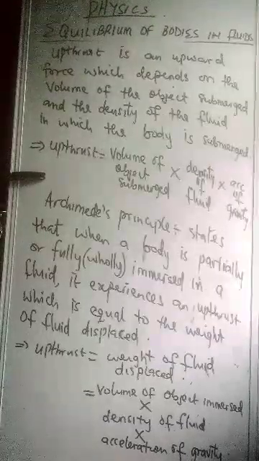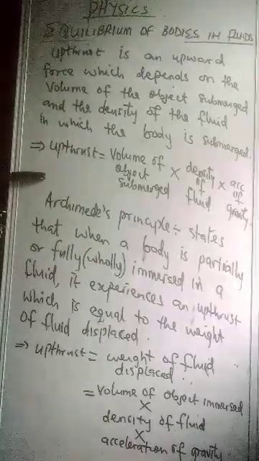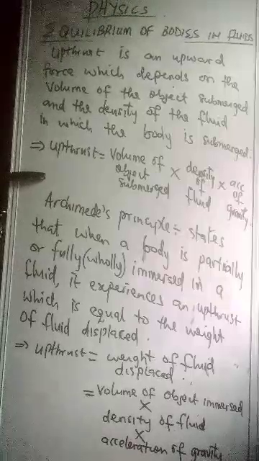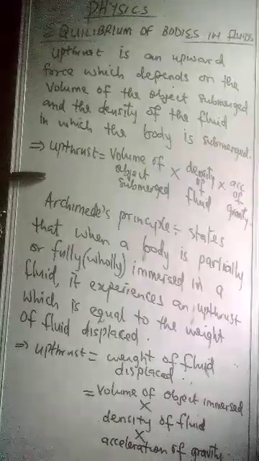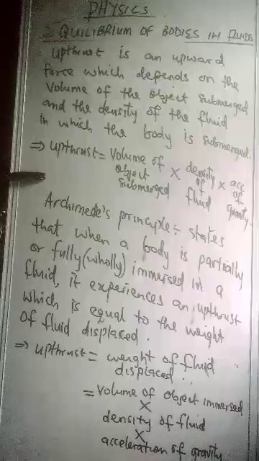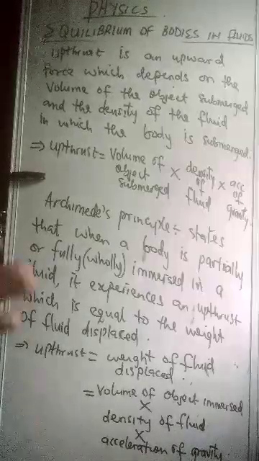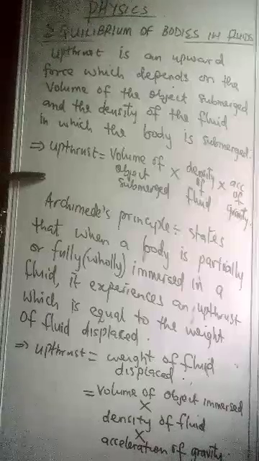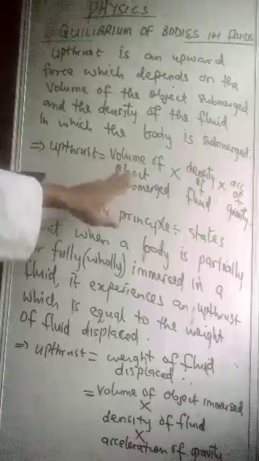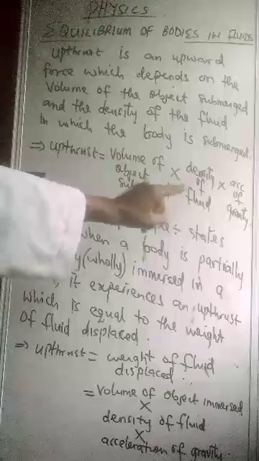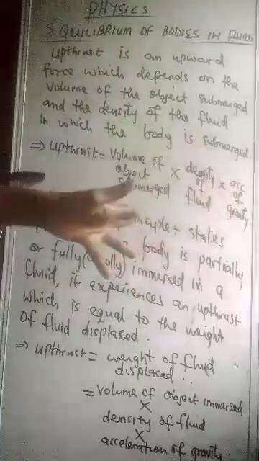All right, as I have already explained, upthrust is an upward force, and this force is exerted by the liquid or gas, depending on the fluid we use, on the body that is immersed in it. So this upthrust depends on the volume of the object that is immersed and also the density of the fluid itself. If you want to find upthrust, you can find it by volume of object submerged times density of fluid times acceleration of gravity, g. Acceleration of gravity is a constant.